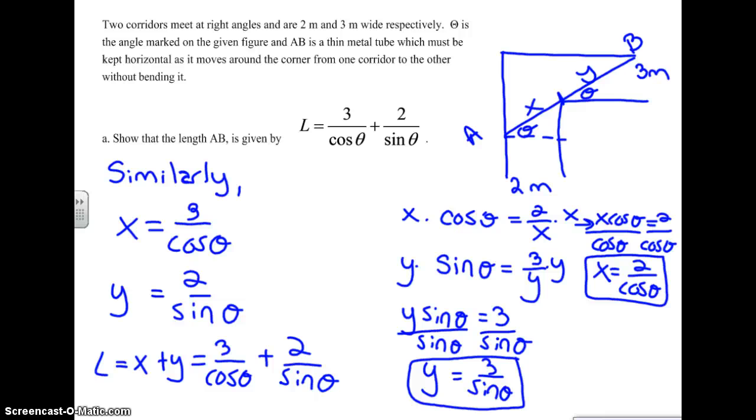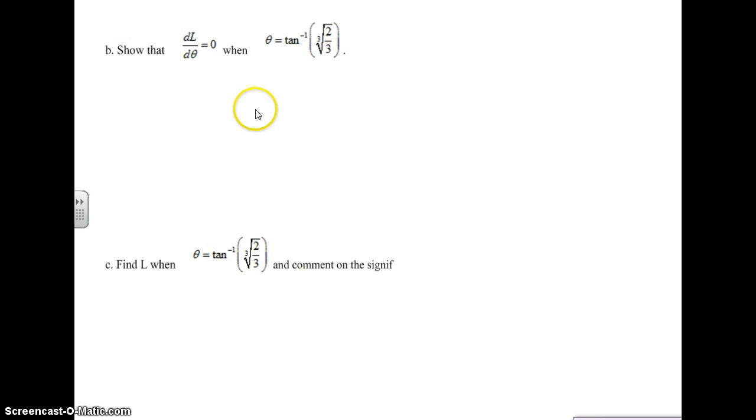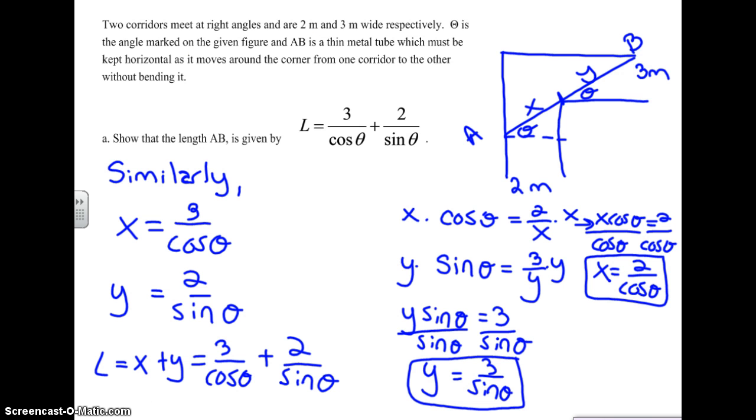Anytime I'm trying to maximize or minimize something, so in this case maximizing the length, I would like to go ahead and take the derivative. So I'm going to take the derivative of 3 over cosine and 2 over sine, and I want to show that my answer is equal to this. Again, this looks overwhelming at first, but I'm going to break it down into pieces. I'm going to take my length, which is 3 over cosine plus 2 over sine.